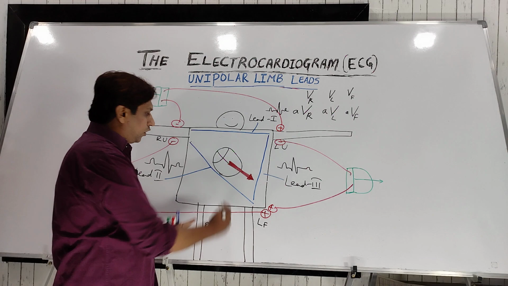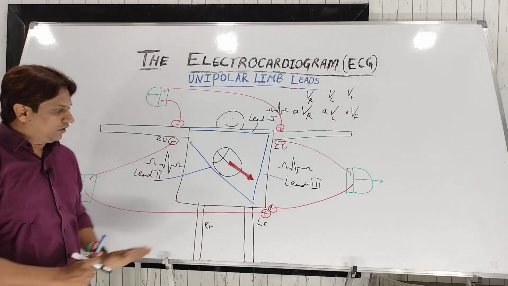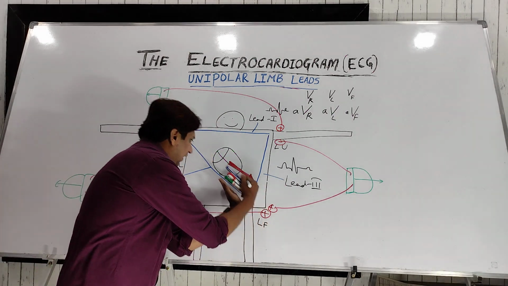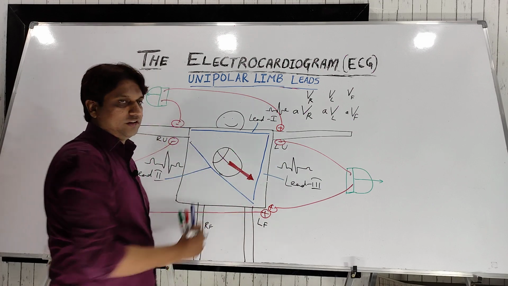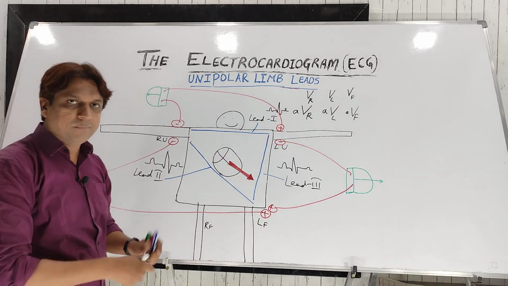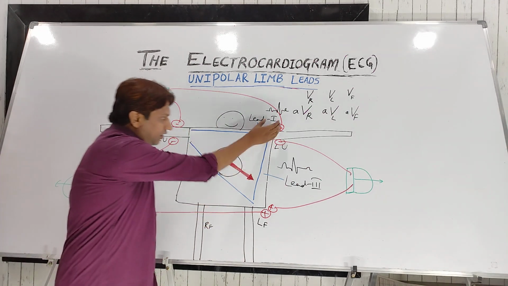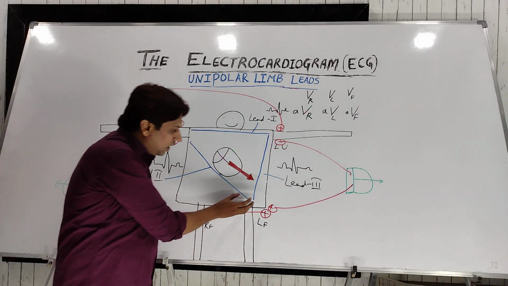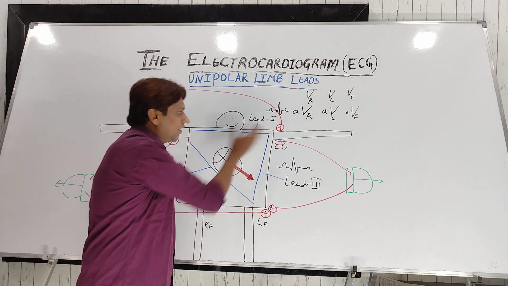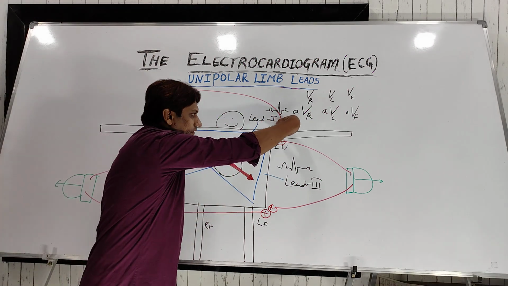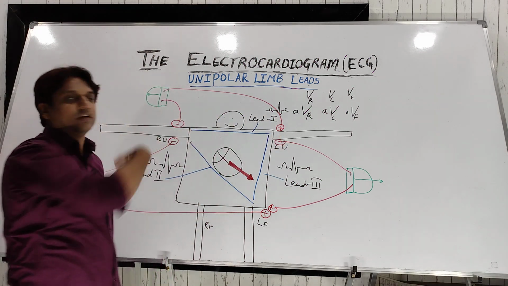What do we mean by lead 2? Lead 2 in bipolar limb leads means it will record the electrical activity in this axis, that is, in this direction. If you keep a camera or an eye, it will see the heart in this direction. Similarly, lead 3 will see the electrical activity of the heart in this direction, and lead 1 will see the electrical activity in this direction.